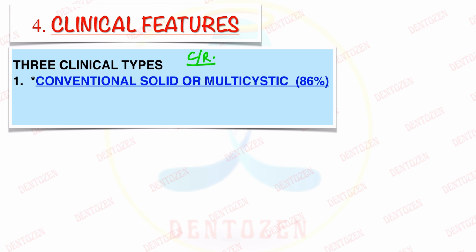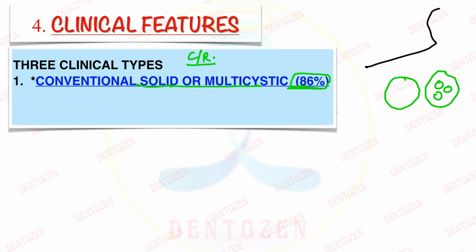There are 3 clinical types because these 3 behave differently, so they are described in 3 types. They are also sometimes suggested as clinico-radiological situations. Now the first type is the conventional solid or multicystic type. As the word says, the tumor cells grow as a solid mass, or within this solid mass we can see multiple cystic spaces. This is the most common type, 86% of the cases, and it occurs within the jaws, within the bone. So it is the intraosseous type.